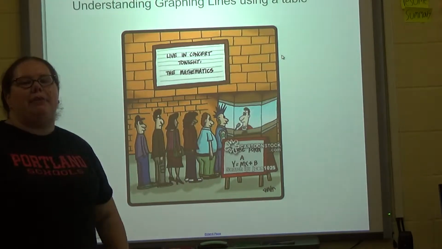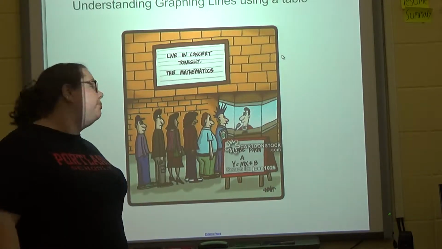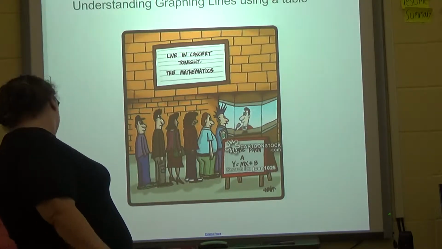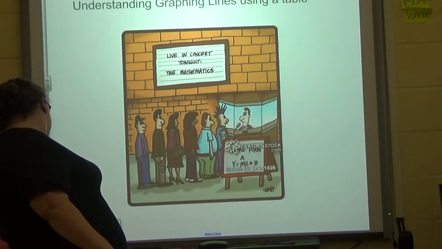Miss Vazone, and today we're going to be graphing a line using a table. Graphing a linear function.